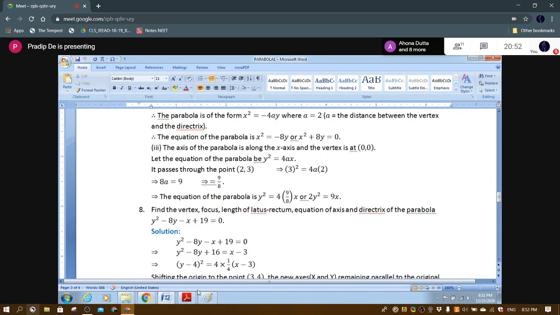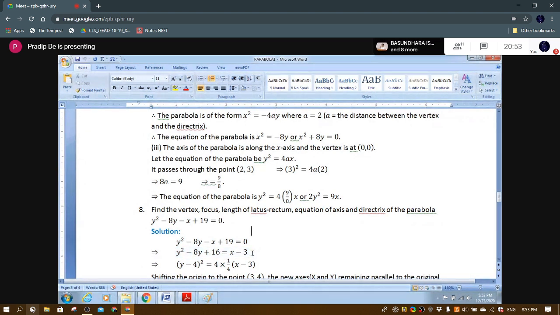Let us take y together, y square minus 8y, and take the terms to the other side. And y square minus 8y, let us make it a whole square. To make this a perfect square, we add 16. Only then we can make it a perfect square. So this was plus 19. I keep 16 here.